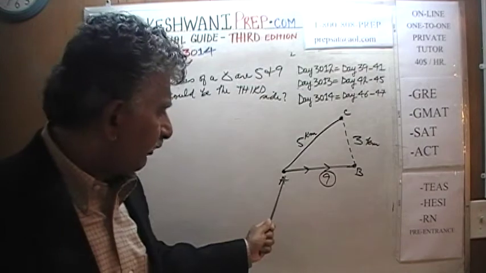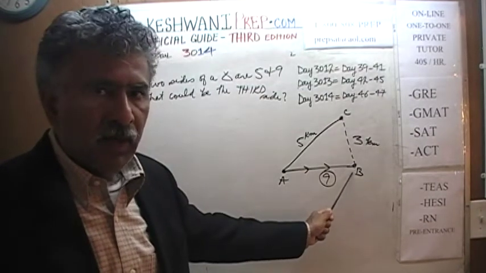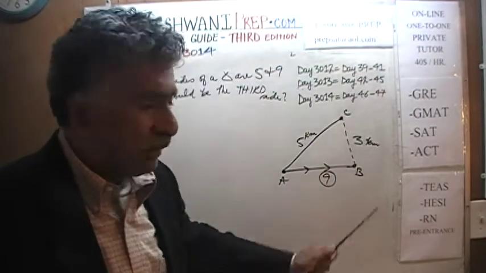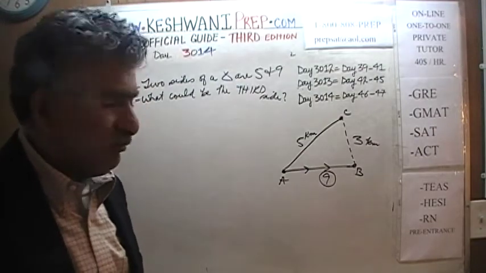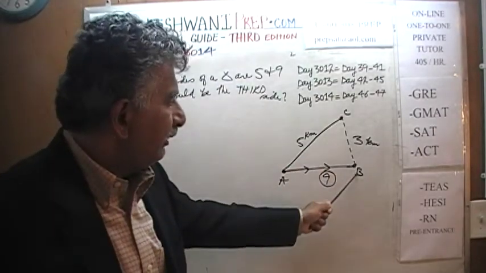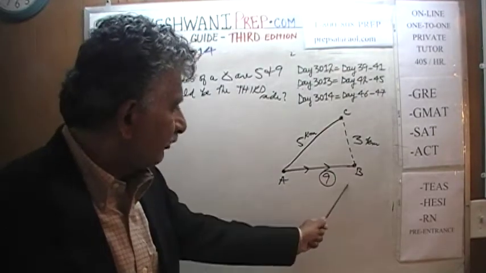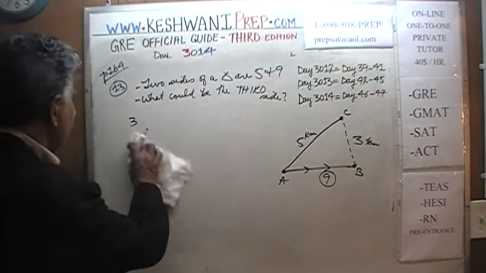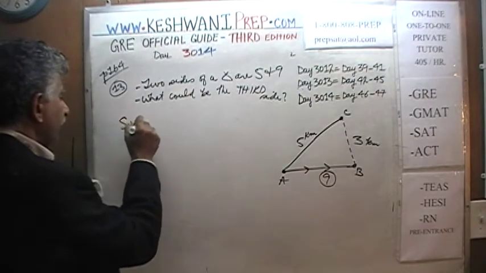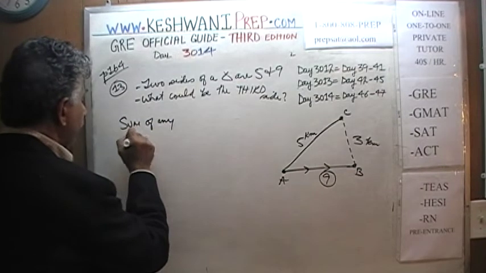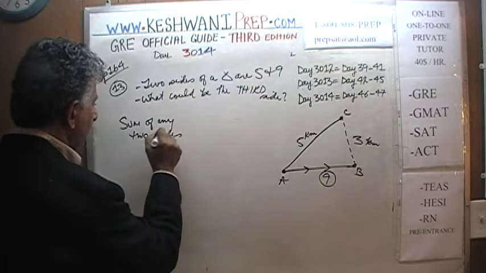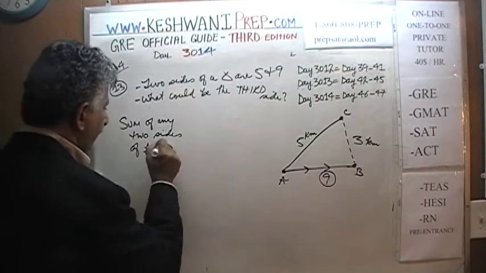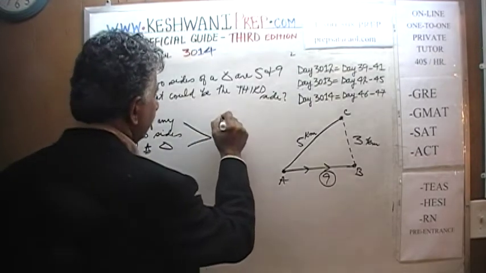A triangle is a detour. Instead of going straight from town A to town B, I take a detour. If I take a detour, then detour by definition has to be more than the direct route. How in the world is it possible that if I go from A to C and then C to B, I will only drive 8 kilometers, but if I go straight, I'll end up driving 9 kilometers? It is not possible. It is not possible. Why? Because the sum of any two sides of a triangle has to be greater than the third side.